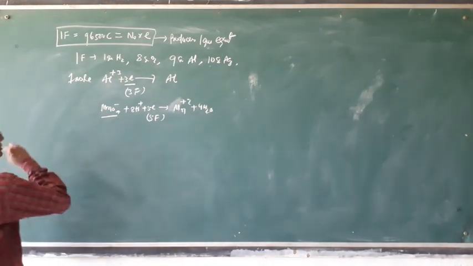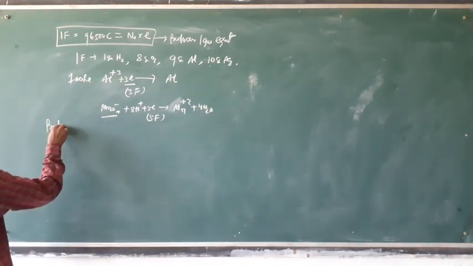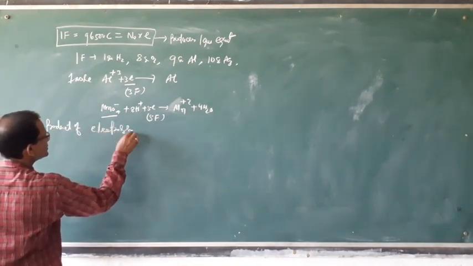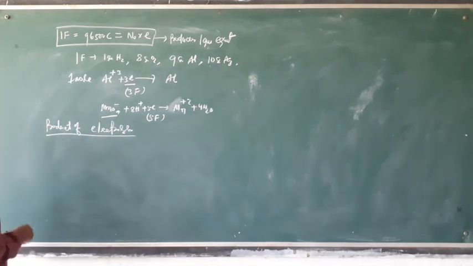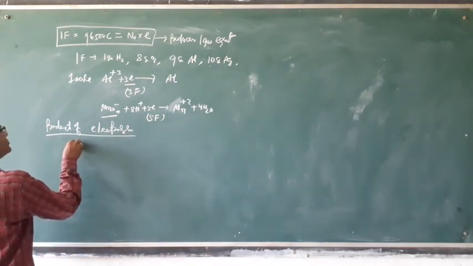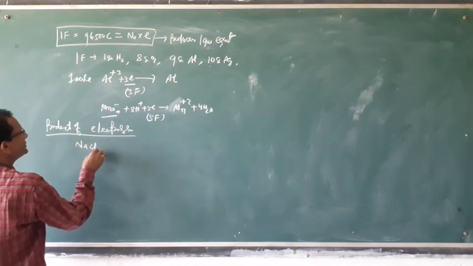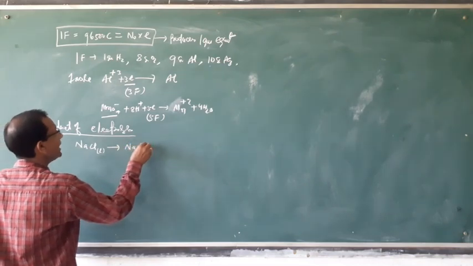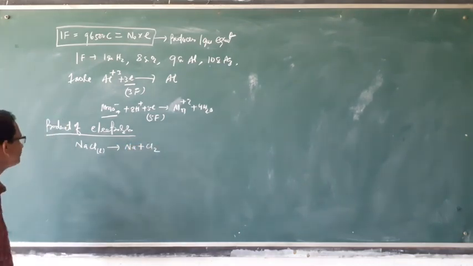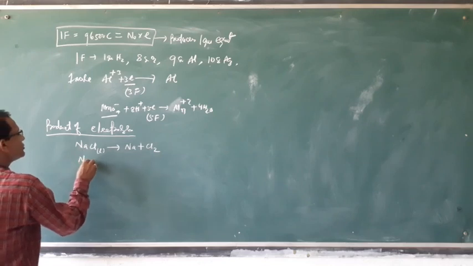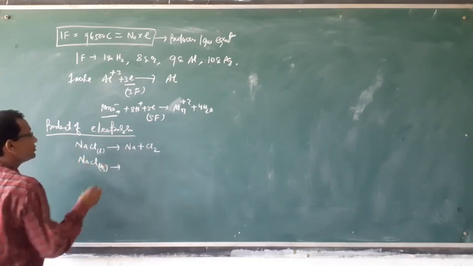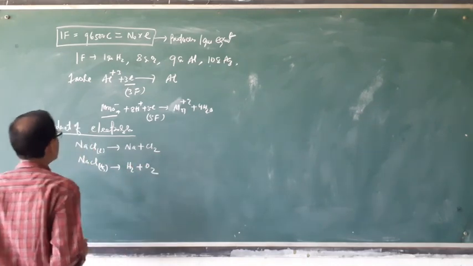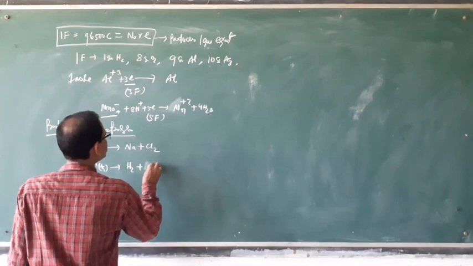Then the product of electrolysis. We will discuss the products of electrolysis, which is very important. For liquid sodium chloride, it produces sodium and chlorine. Aqueous sodium chloride produces hydrogen gas and chlorine gas.